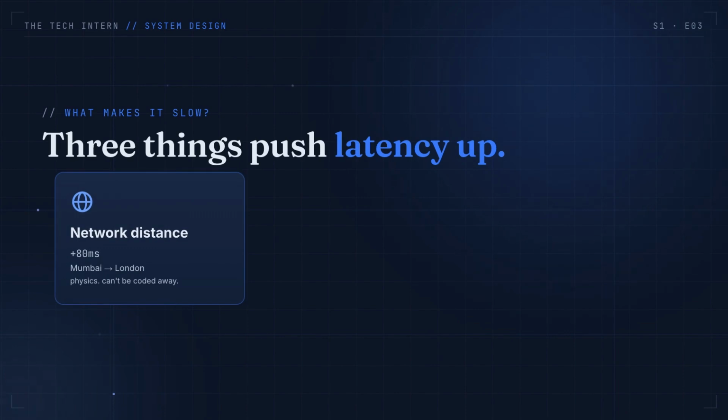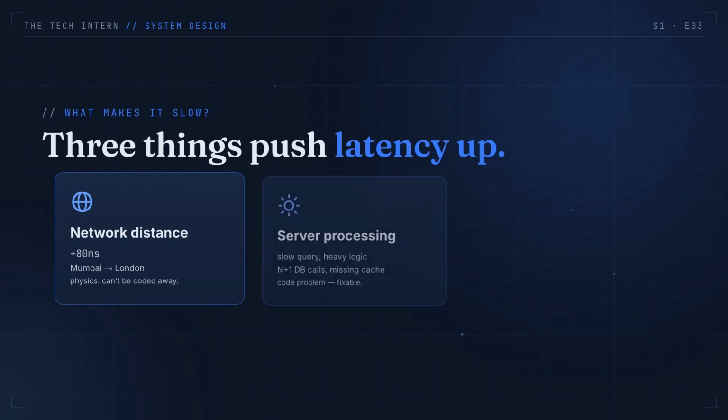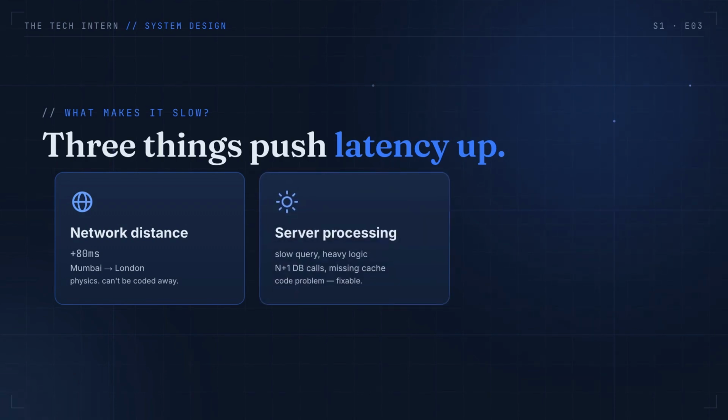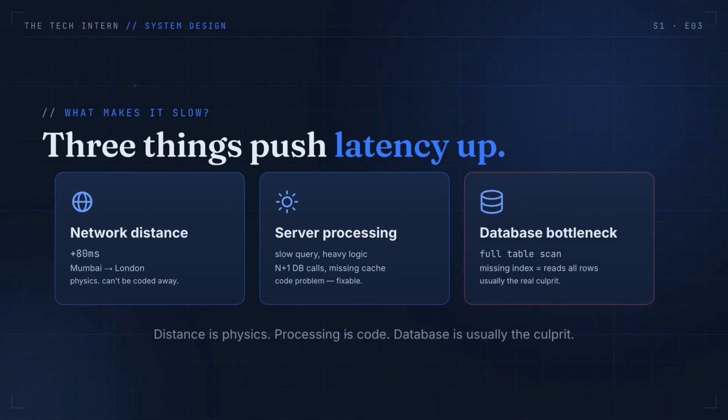First, physical distance. If you're ordering from Leh and the server is in Mumbai, the signal is literally traveling hundreds of kilometers. That adds latency you cannot code your way out of. Second, server processing. If your order triggers 10 different calculations, discount codes, surge pricing, restaurant availability, each one adds time. And third, almost always the sneaky one, the database. A query without the right index doesn't find one row. It scans every single row in the table. Distance is physics, processing is code, but the database is usually where the real time goes.